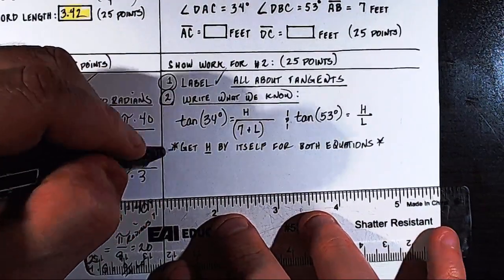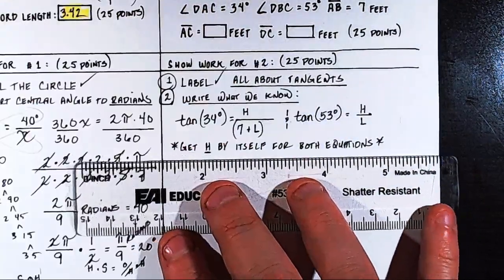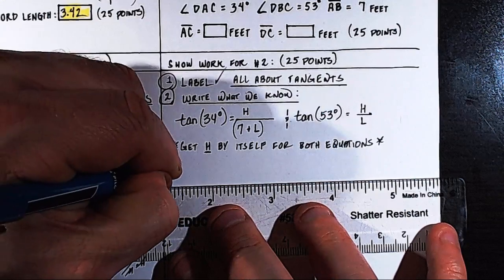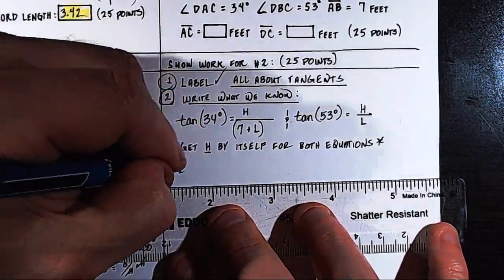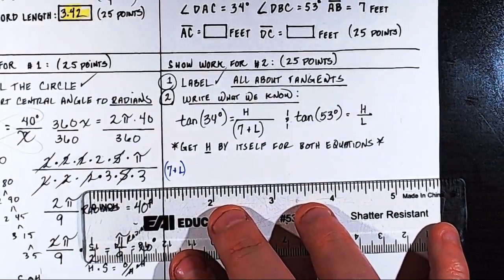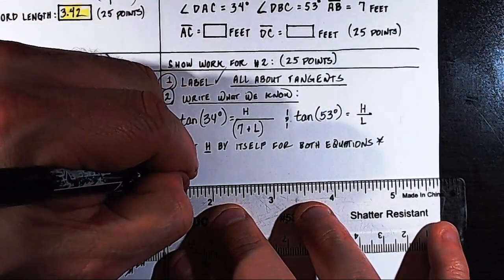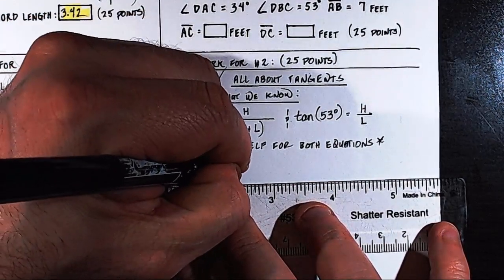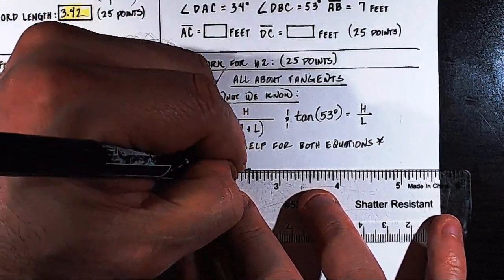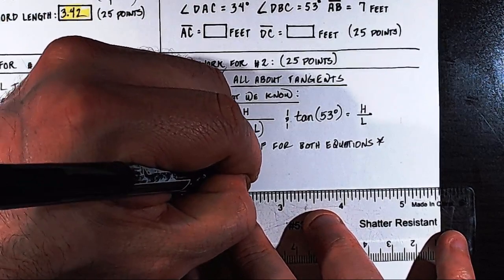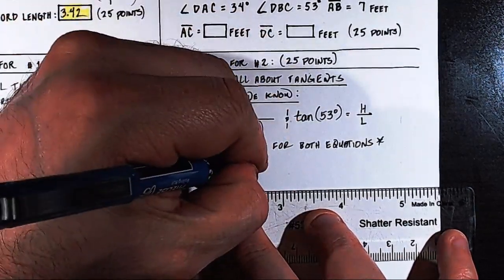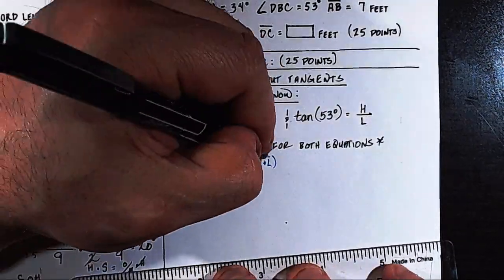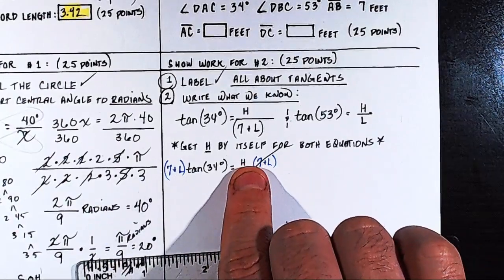Watch closely. So I'll perform that microsurgery right here. 7 plus L times tan of 34 degrees equals h over 7 plus L times 7 plus L. So there's the algebra, right? These 7 plus L's cancel, leaving h by itself.